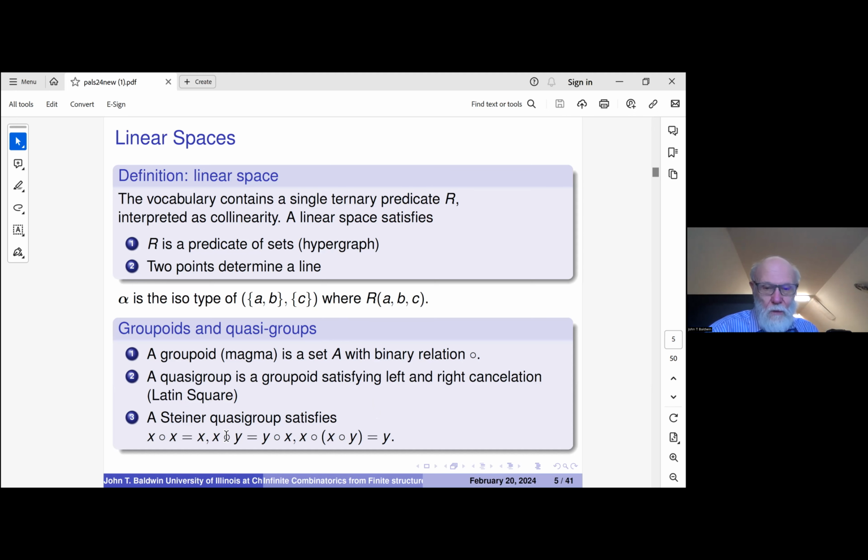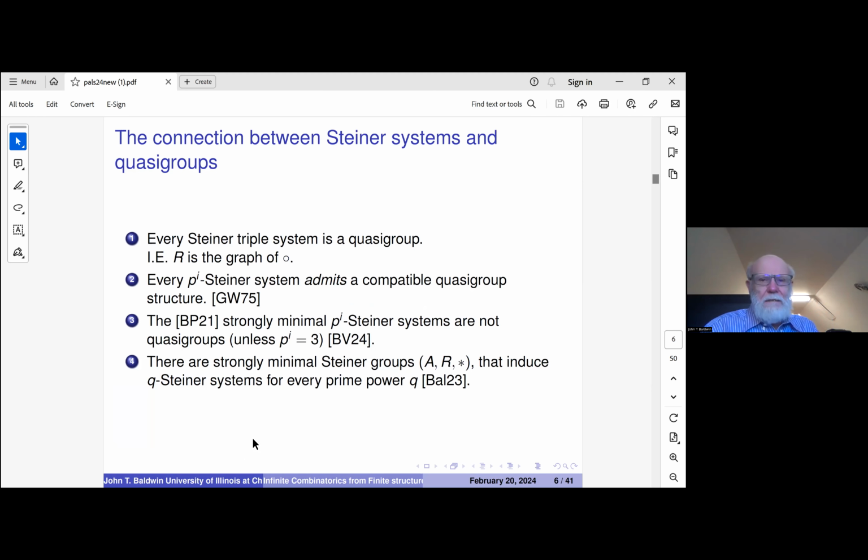And then a Steiner quasi-group is a particular variety of quasi-groups. The details won't matter to us. And the connection is, if you have a Steiner triple system, every Steiner triple system is a quasi-group, because R is the graph of such a function. And I'll come back to this later, but what Ganter and Werner proved in 1975 was that every prime power Steiner system admits a compatible quasi-group. But I'm going to construct some strongly minimal prime power Steiner systems that aren't quasi-groups, except in the trivial case where the prime power is 3.